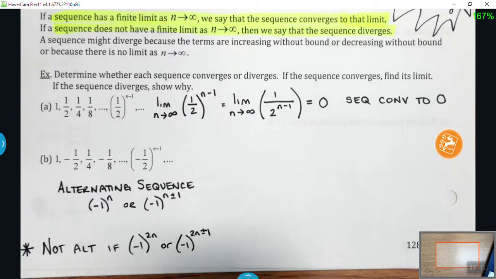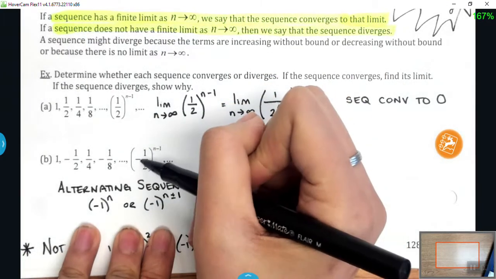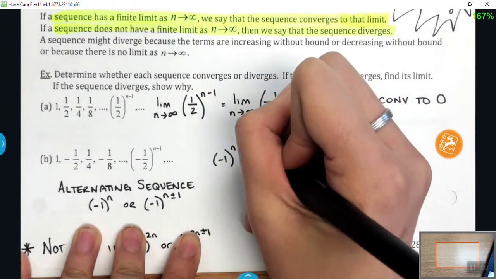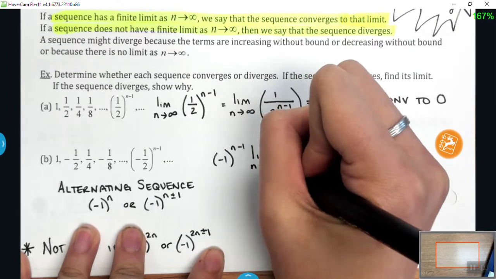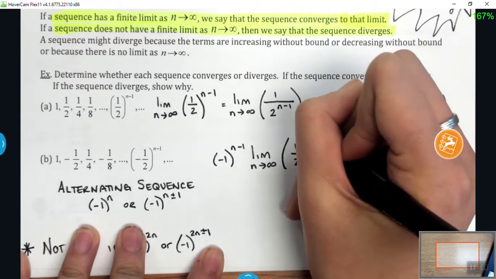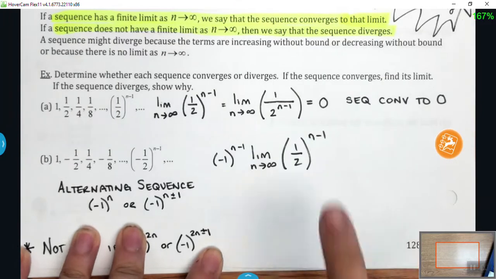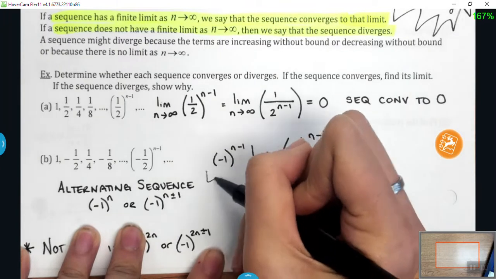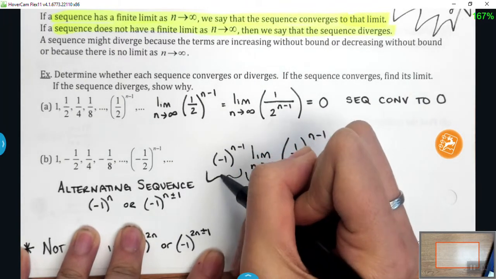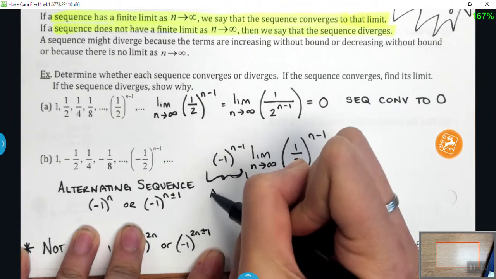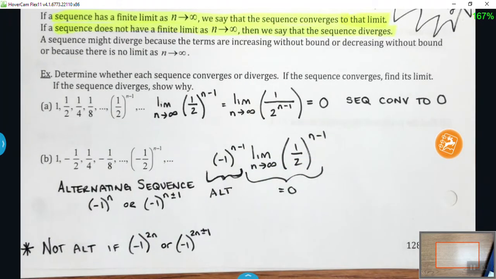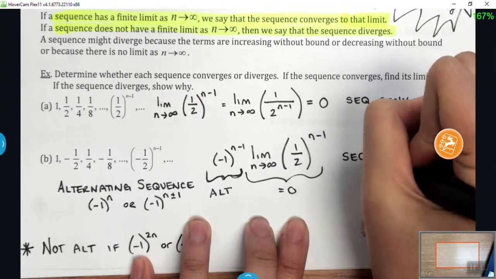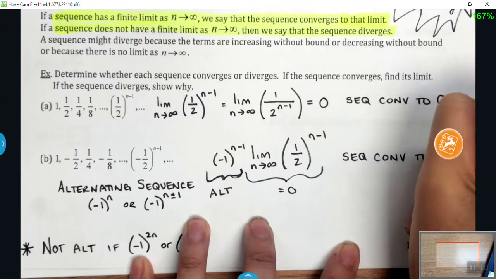Okay. So this is alternating, and we're going to take the negative out of our limit. So we're going to say negative 1 to the n minus 1, and then we're going to evaluate the limit of the rest. You've already done this. This equals what? 0. And this means it's alternating, right? If it's alternating and it equals 0, it will converge to 0.